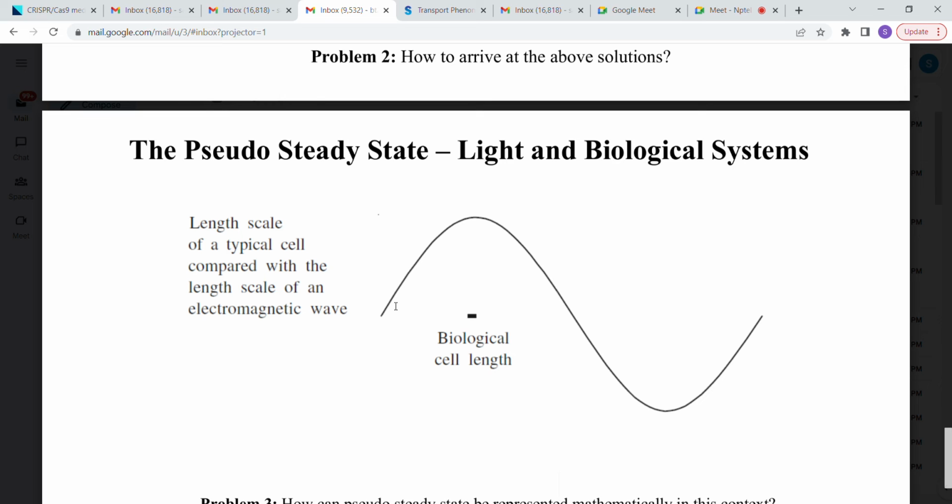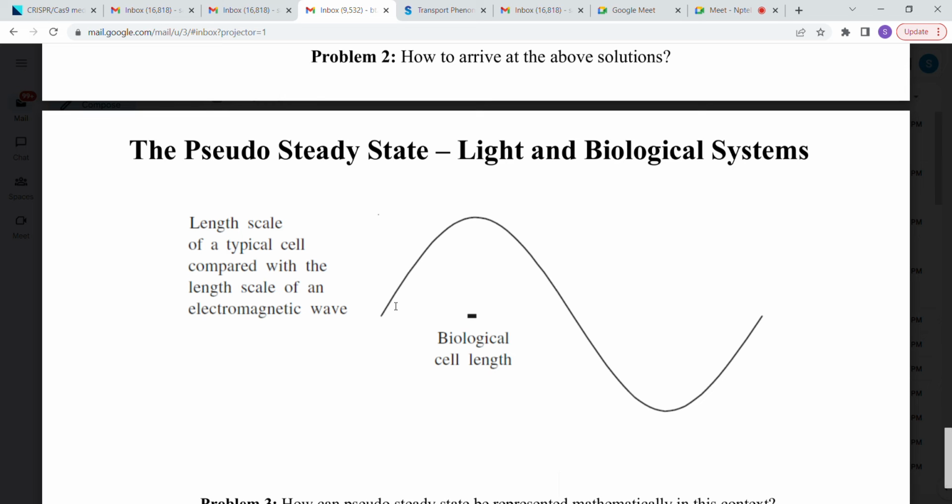Now let's look at the pseudo steady state system of the interaction of light and biological systems. As you see, a biological system is basically in a solvent. Water is always there, and water has dipole moments. Inside the cell there are charged particles, proteins, DNA, whatnot. So how do light and biological systems interact? For this, we have a pseudo steady state assumption. And how does this assumption apply?